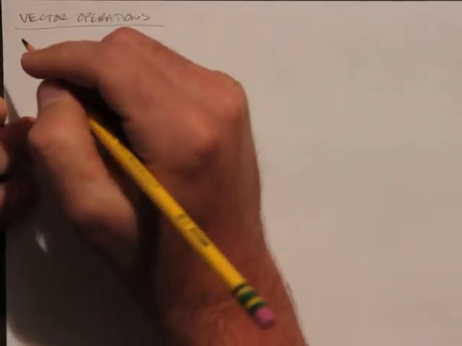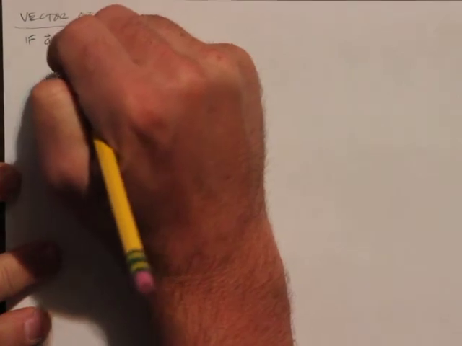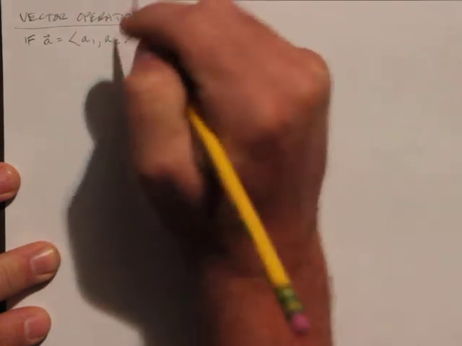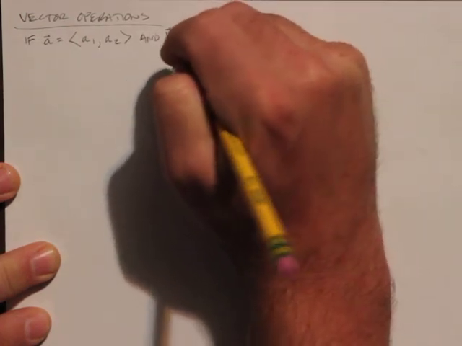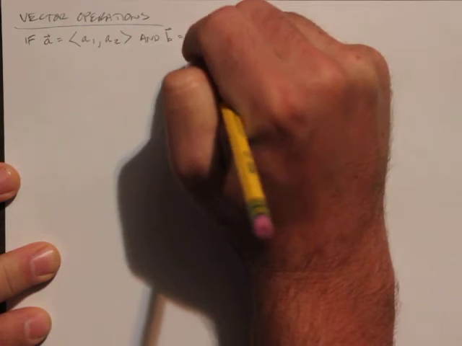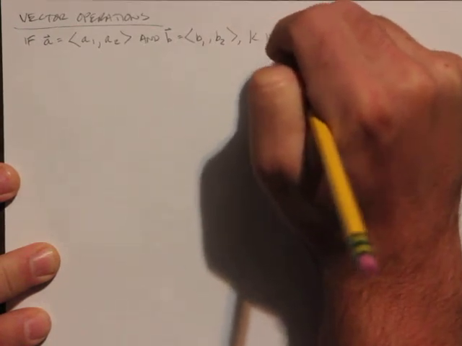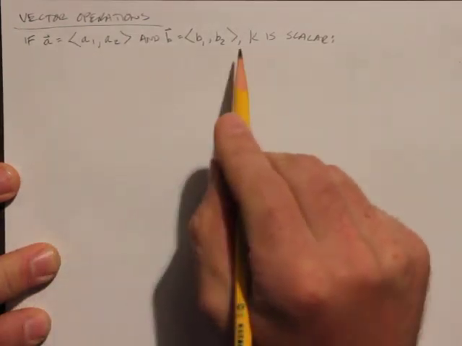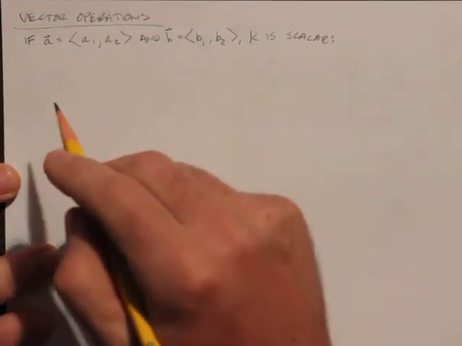So we're going to write a little bit here, before we start doing any examples. If vector A equals A1, comma A2, and vector B equals B1, comma B2, and K is a scalar, then if this stuff is true here, we are going to see what we can do with our operations.